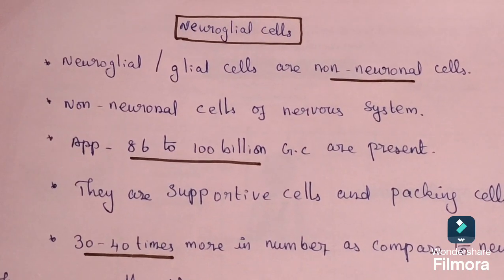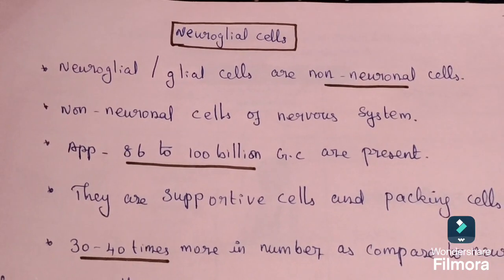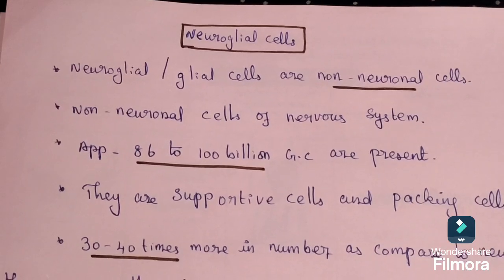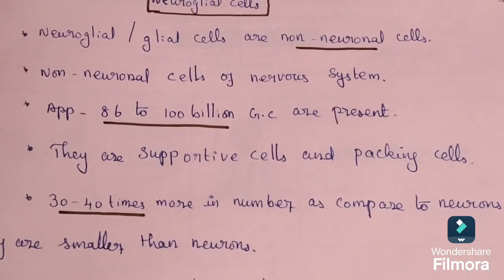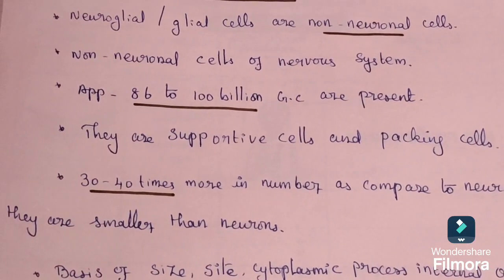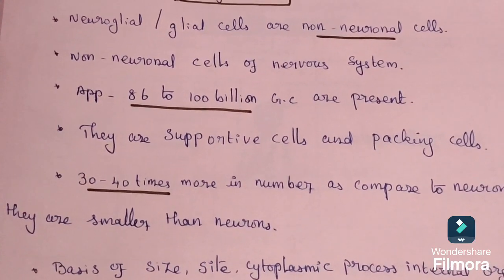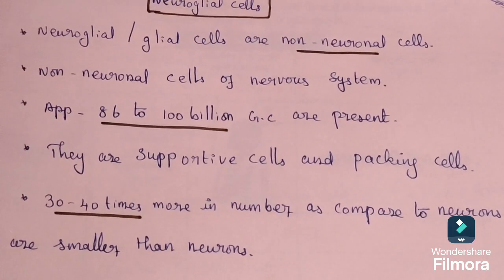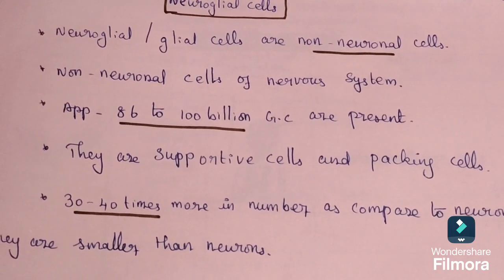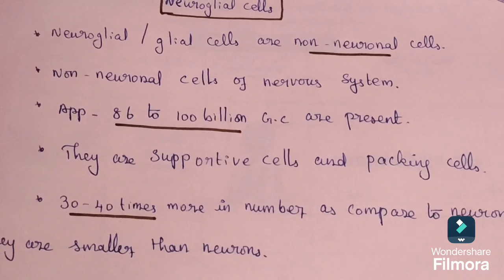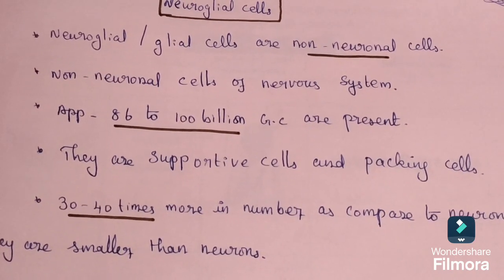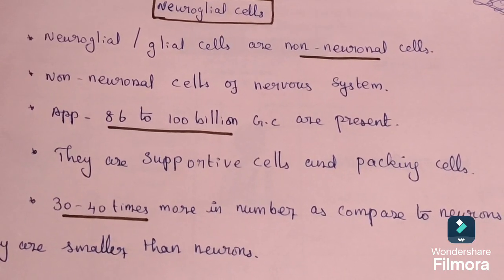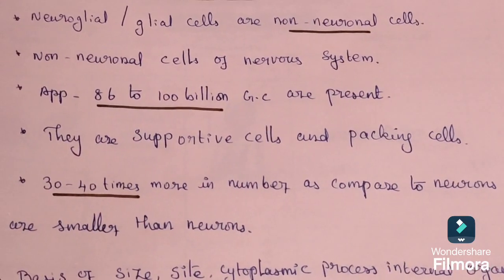So they are non-neuronal cells, not part of the neuron but associated with that neuron and performing different types of functions. They are the non-neuronal cells of the nervous system. In our body, approximately 86 to 100 billion glial cells are present. They are supportive cells and packaging cells.